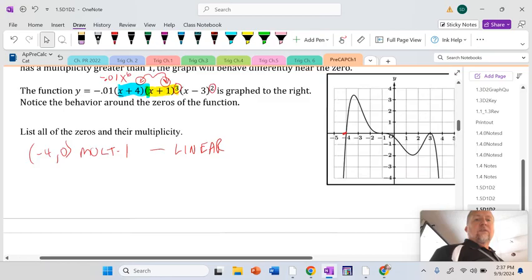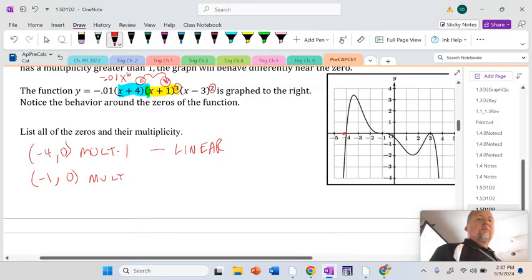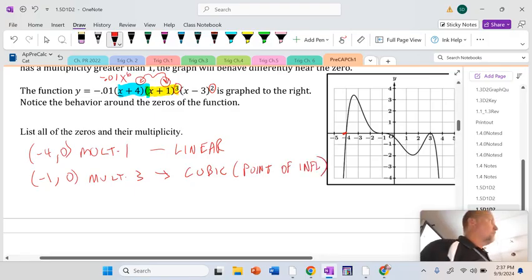Then let's go to the cubic one, which is -1, comma 0. Notice what I said there. That's multiplicity 3. We need to know that that looks like a cubic. I actually put this on second hour's notes. It looks like a point of inflection. In fact, it is right at that 0. It's where it changes concavity.